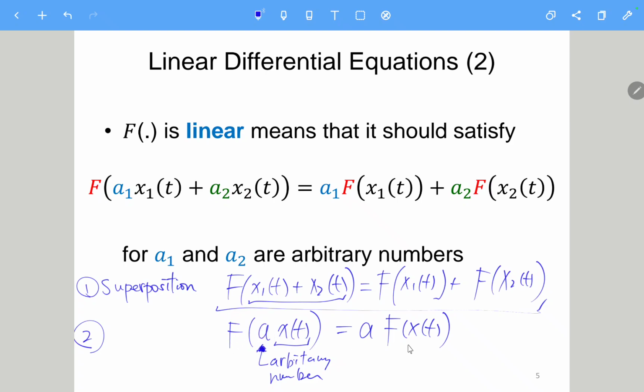If it is equal to putting the function x of t into the functional f first and then multiplying by a later, which means that on one side a times x of t is computed first, and on the other side we compute f of x of t first and then multiply by a later. If they are equal to each other, it is the second condition for linearity. Maybe we can call it scaling.